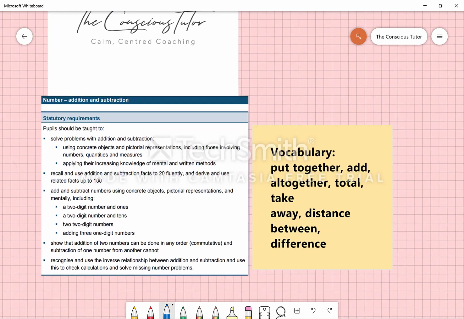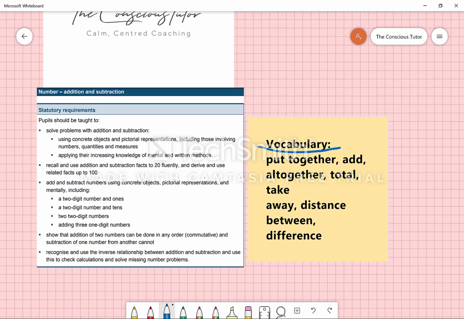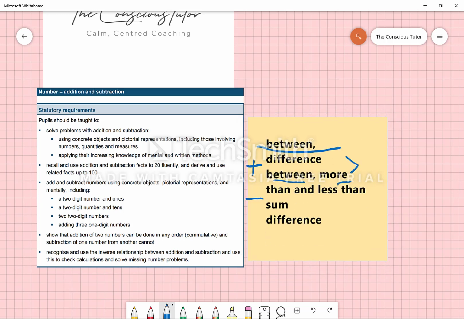So children in Year 2 will need to know the following vocabulary. For addition, they'll need to know the words put together, add, all together, and total. For subtraction, they will need to know take away, distance between, difference between, more than, less than, sum, and difference. So sum means total, or add, and difference means take away. So these are the new words for Year 2. The other words they would have learnt in Year 1.